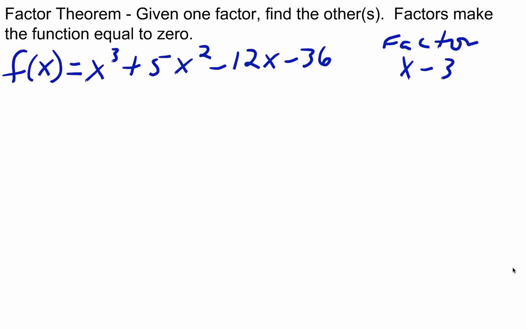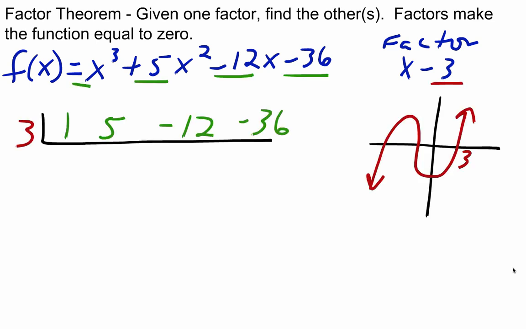So I'm given a polynomial function there. It's x cubed plus 5x squared minus 12x minus 36. And we know that x minus 3 is a factor. So we want to know what we multiplied x minus 3 by in order to get our polynomial function, that original equation.